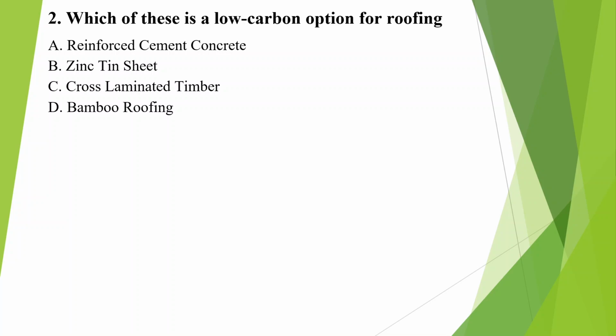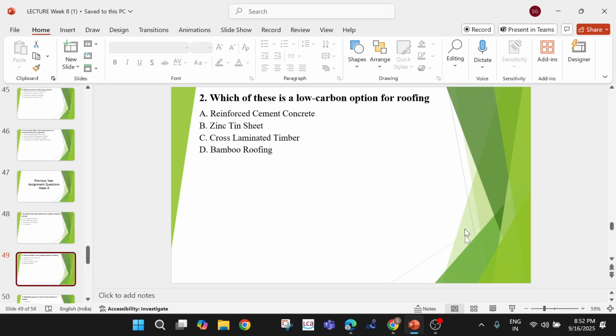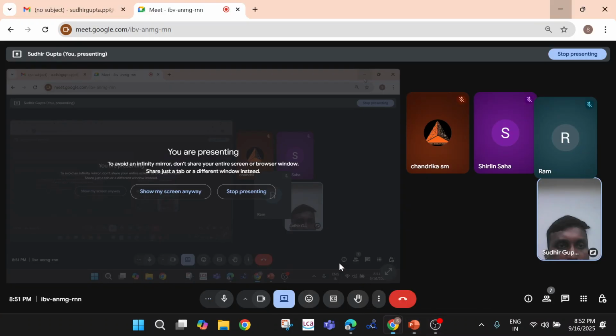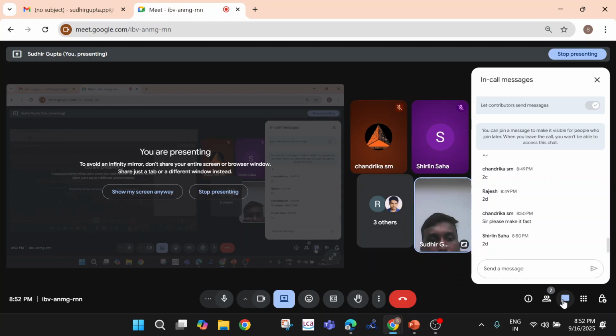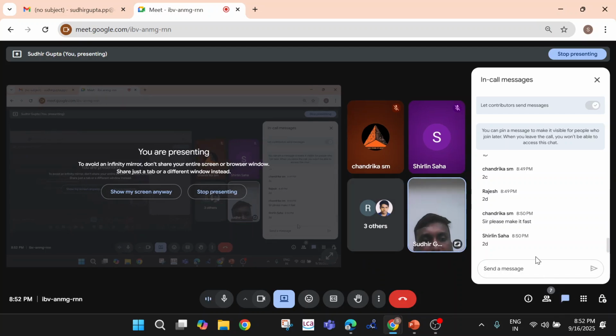Whoever have marked option D, they were given full marks in the previous year assignment. So option D is the correct answer. Whoever have marked option D, they are correct. Out of the four, the lowest was having bamboo with low carbon option for roofing. Is it clear? Since I have received C option from Chandrika, is it clear to you? D is the correct answer for this question number 2.